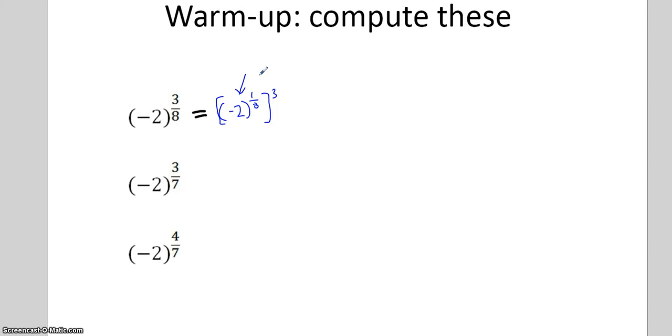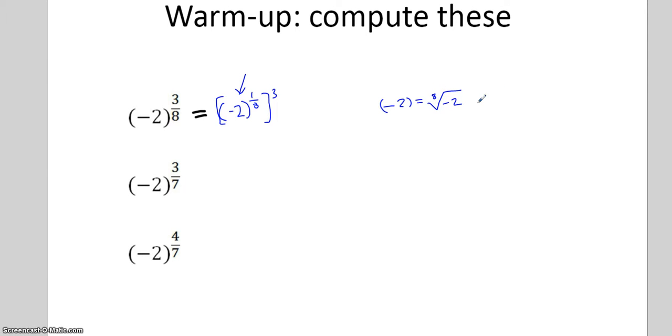So the next question then is, well, what is negative 2 to the 1/8 power? Well, this is definitionally, hopefully this is review, the way that this fractional exponent is defined, it's really the 8th root of negative 2. So it would be whatever number it takes to multiply 8 times to get negative 2.